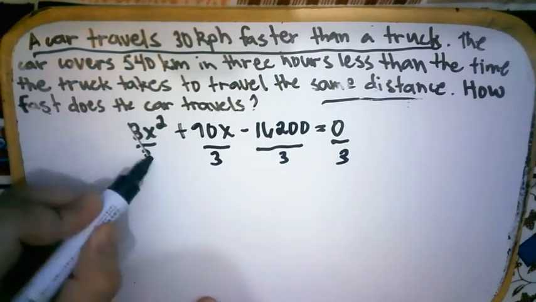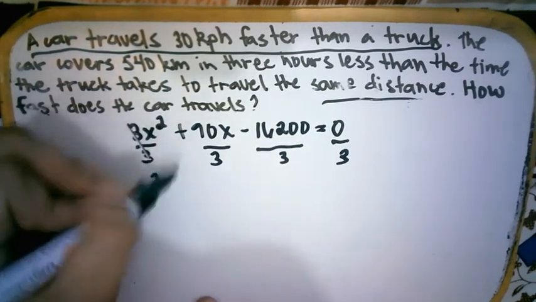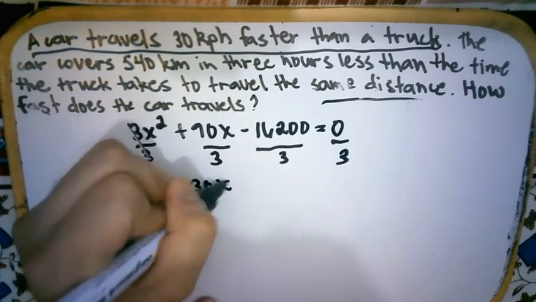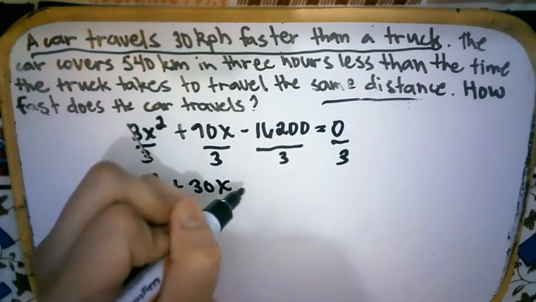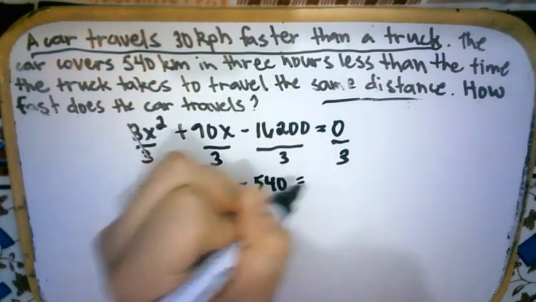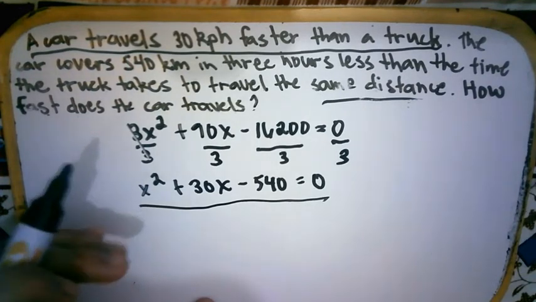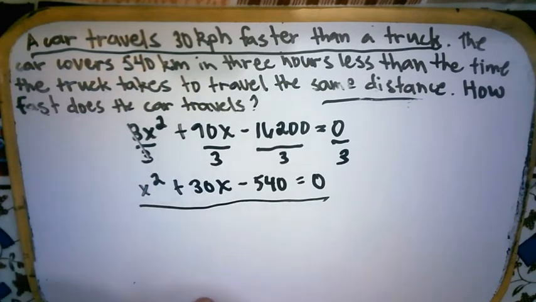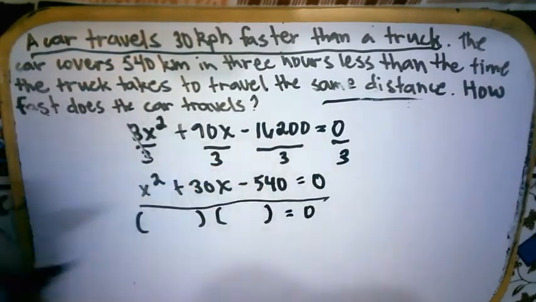So we can cancel this. It will become x squared. And then 90 divided by 3 is 30. So we have 30x. And then here, divisible po yan by 3. So we have 16,200 divided by 3. It will become 540. And of course, 0 divided by 3 is 0. Ngayon, mas simple na yung ating quadratic equation. Well, we can solve this equation by factoring. So, gawa tayo ng dalawang quantity, since trinomial yan, then equal to 0.